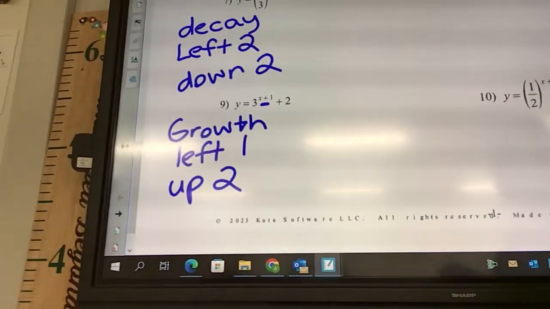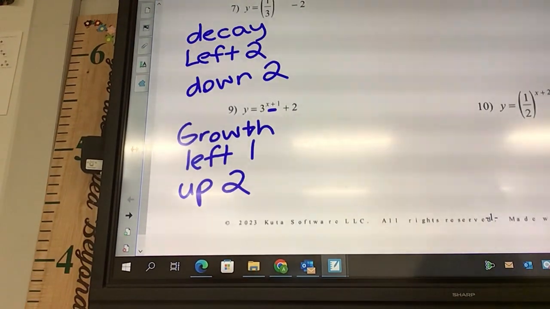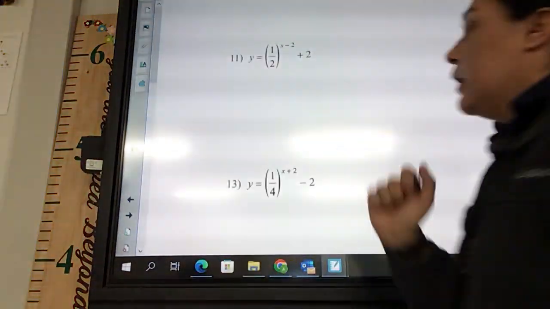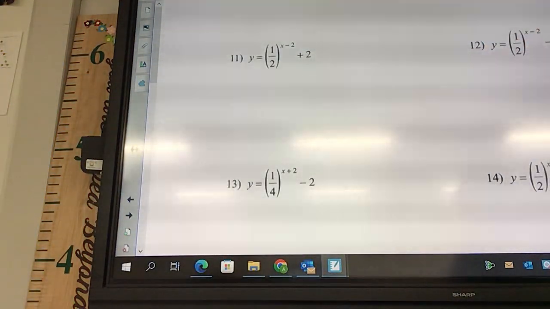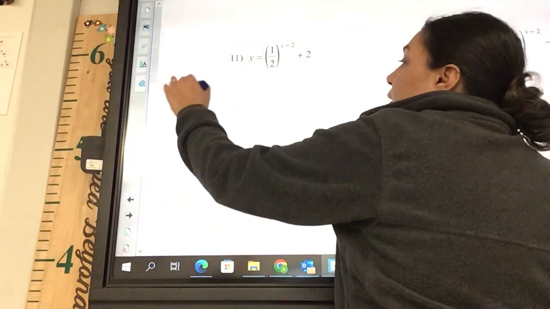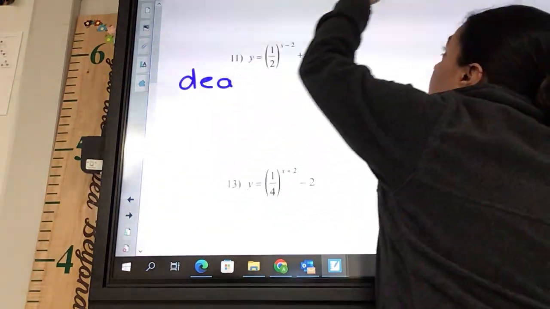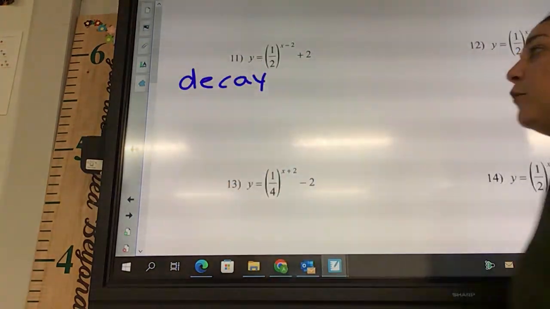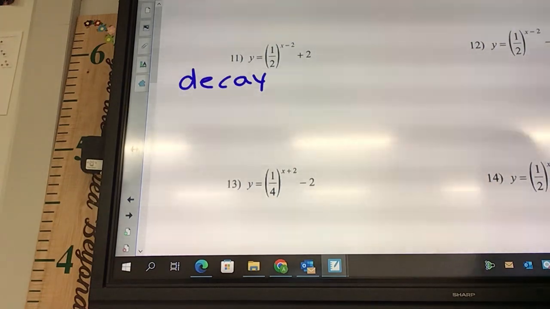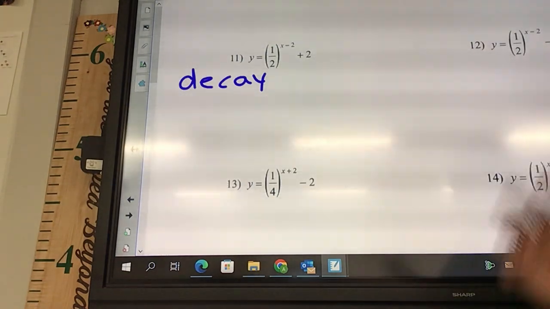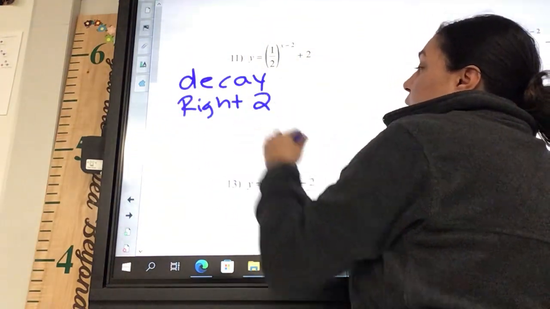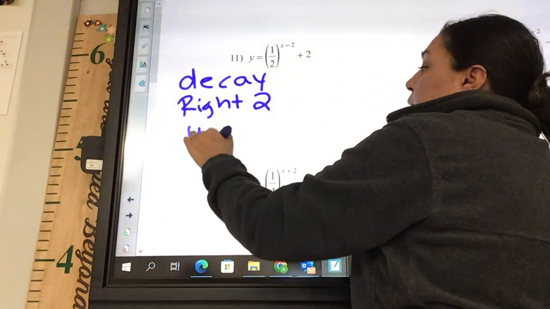Oh, shoot. The thing's out. Can I flip? Okay, 11. Is that growth or decay? It's going to be decay. Decay. Okay, and then what? Right 2, and you might have to flip back and forth to make sure, because the notes are on the other side. Okay, so right 2. Then what? Up 2. Good.